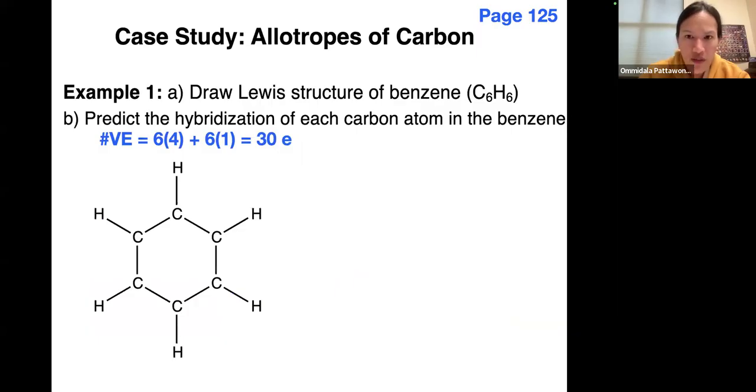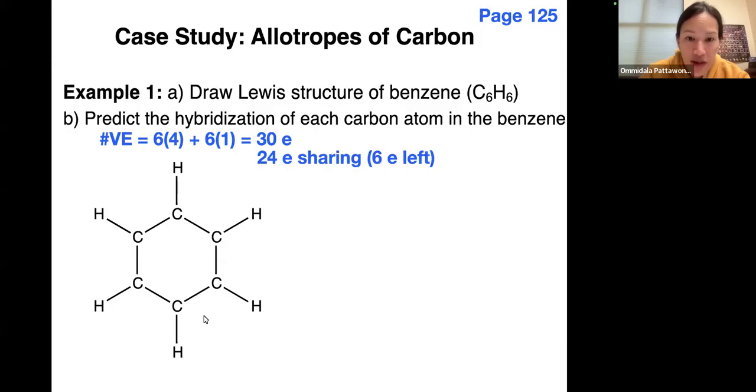Okay, so let's take a look at the structure of benzene. This is the benzene ring, C6H6. In order for me to draw the complete Lewis structure, I need to count the number of valence electrons. So 6 carbon, that's 6 hydrogen. Total would be 30. Based on the number of bonds right now, we have a total of 24 electrons sharing.